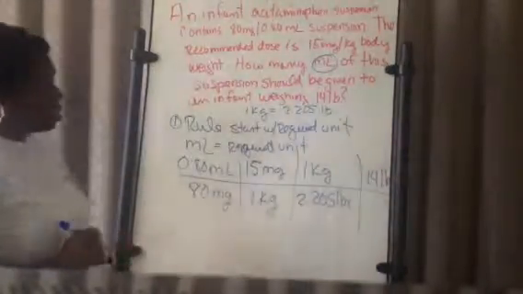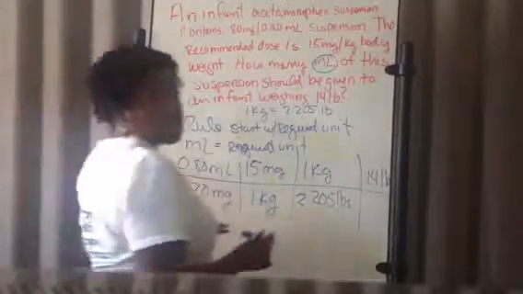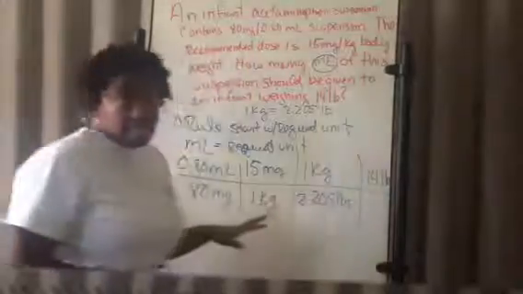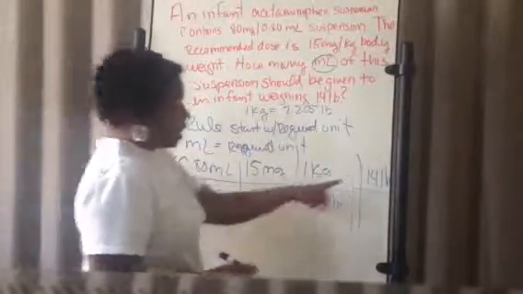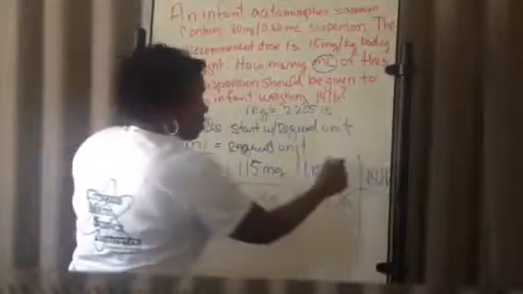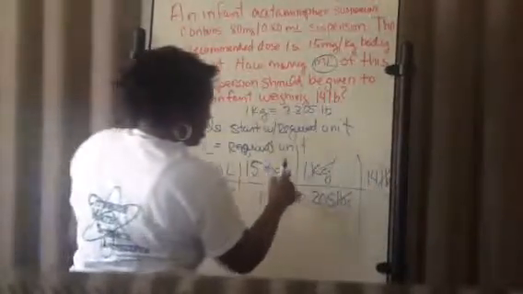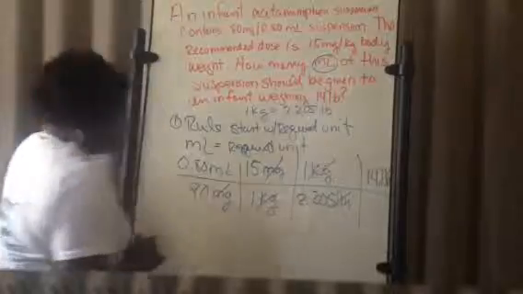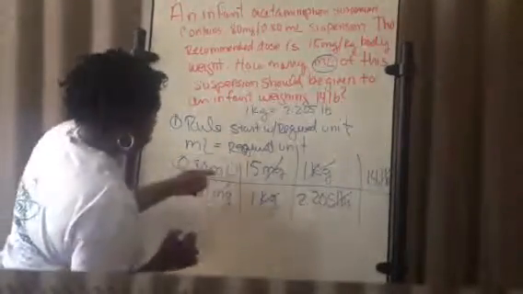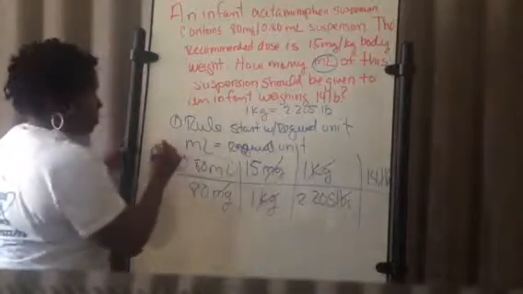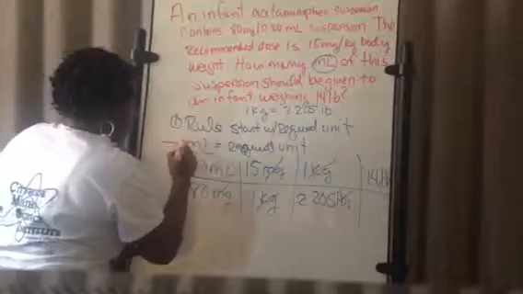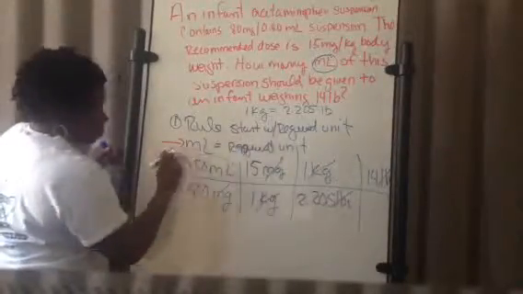Okay? So let's cancel out our units. One thing you have to remember is if you can't cancel out the units, you made a mistake somewhere. Alright? So let's cancel out the units. Pounds here, pounds, kilogram, kilogram, mgs, mgs. Here, we're left with the required unit, which is the mLs.